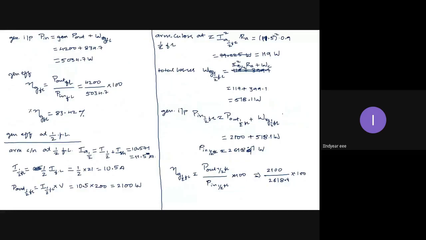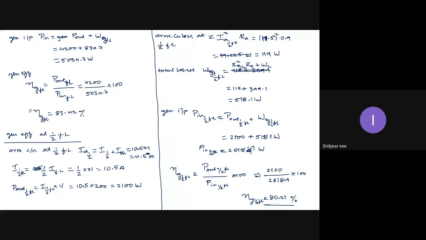What is the efficiency here? The efficiency of the generator at half full load is 80.21 percent. So this is the Swinburne's test calculation for a DC shunt machine, I can say, not motor, because we calculated the efficiency both as motor as well as generator.